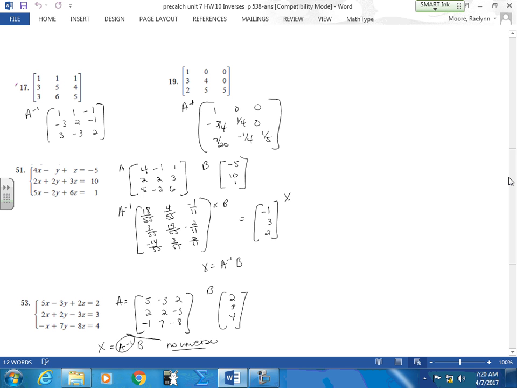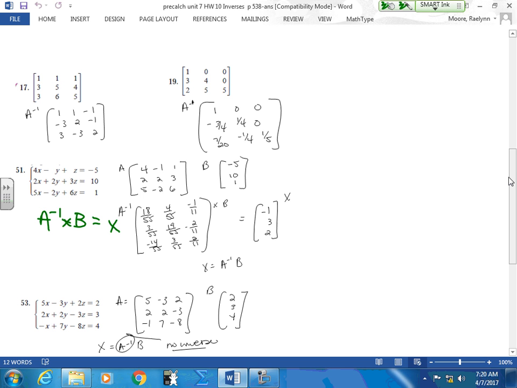This one had solving the equations. Solving the equations, do you have to print the inverse out? No. You can just put this in your calculator and do this step. You do not have to print it out. I printed it out just in case somebody didn't know what to do with it.